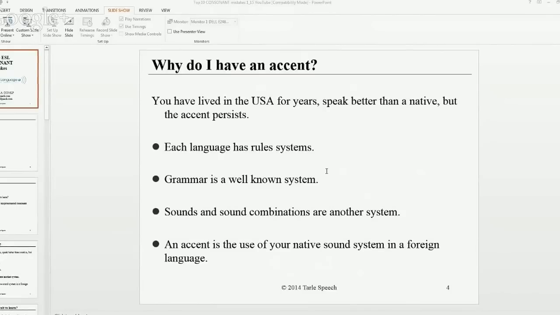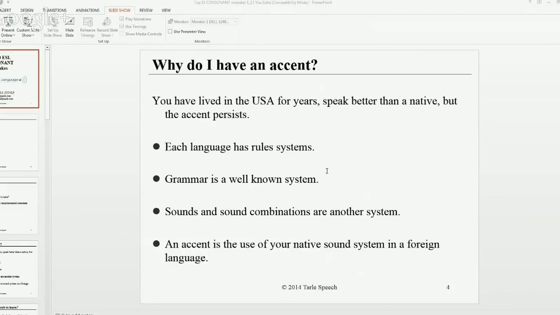So first, you've lived in the United States for years, you speak better than a native, but your accent still persists. Or you've studied English for years and years. You don't live in the US, but you use English every day. Why do you continue to have an accent? That is because every language has rule systems. Grammar is a very well-known rule system that most people learn and master through formal education. It's taught, it's instructed, you're given feedback on it.